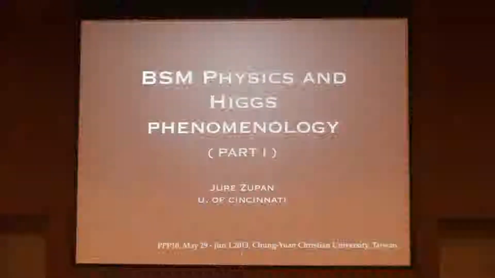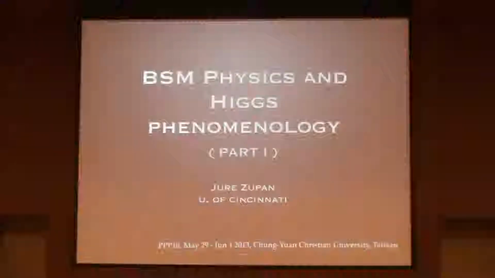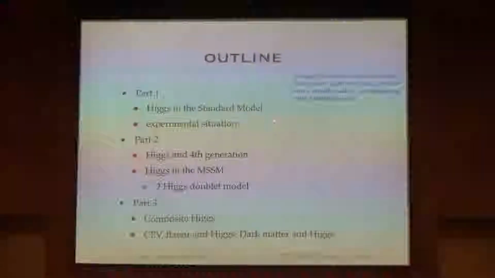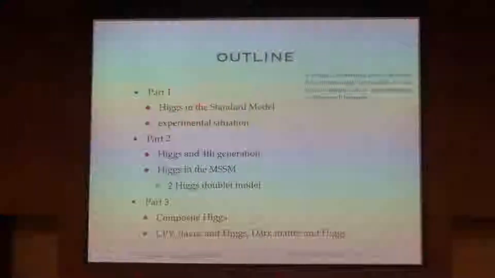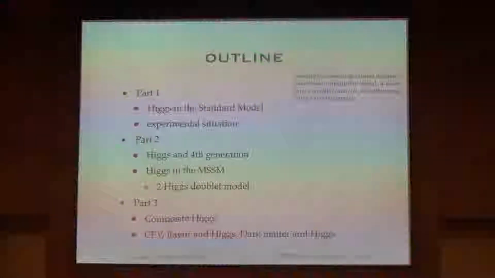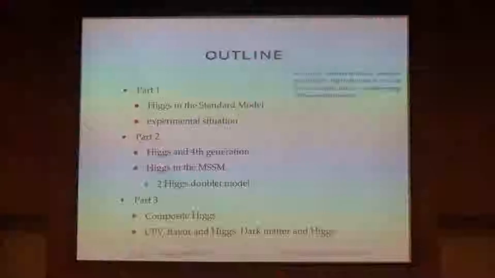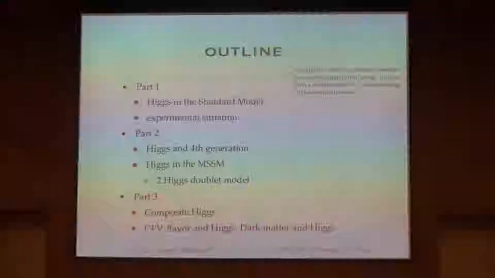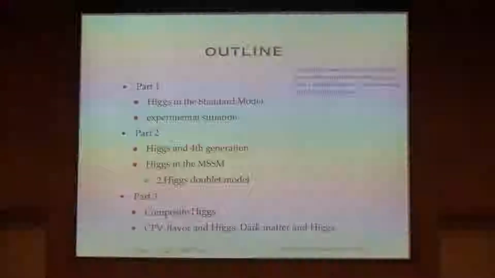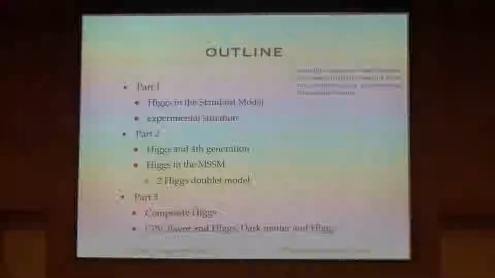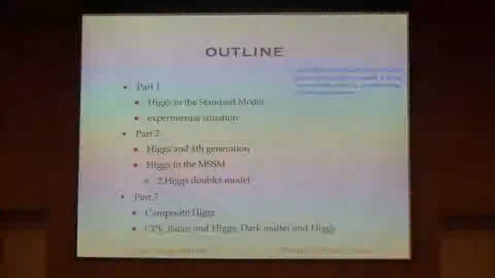This is really Higgs phenomenology, and then what it means for beyond the standard model physics. The outline of the 3 lectures is as follows. In the first part, I'll talk about the Higgs in the standard model and then cover the experimental situation. In the second and third lectures, I'll talk about the Higgs and the 4th generation, the minimal supersymmetric standard model. And then in the third lecture, it will be composite Higgs and other, more exotic Higgs phenomenology. So let me start with this first part, where I talk about the Higgs in the standard model and the experiment.